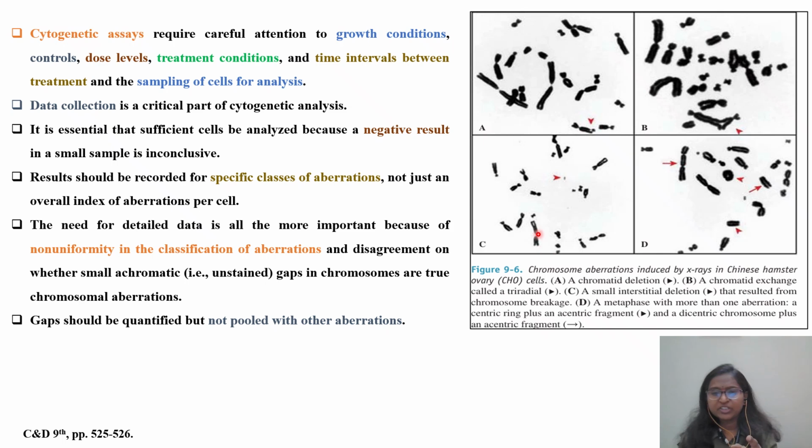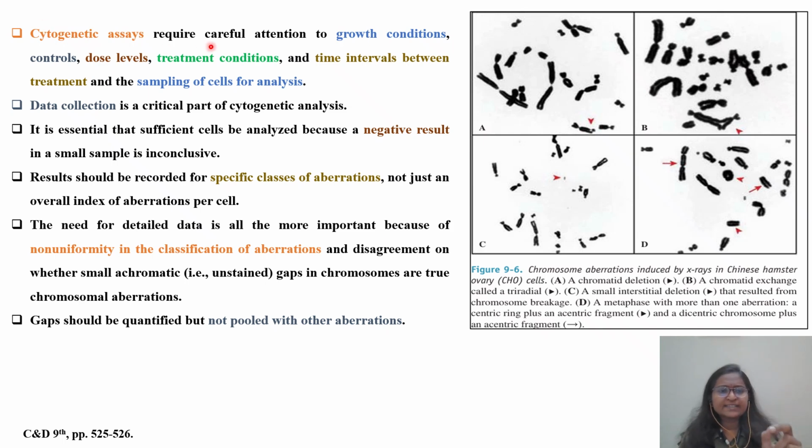And option C, picture C, is a small interstitial deletion. Here you can see the red arrow, and that resulted from the chromosome breakage, right? And the fourth picture, D, is a metaphase with more than one aberration. Here you can clearly see a metaphase with more than one aberration: a centric ring plus an acentric fragment, here this one, right? And a dicentric chromosome plus an acentric fragment here. Okay, so these are the different types of chromosome aberrations.